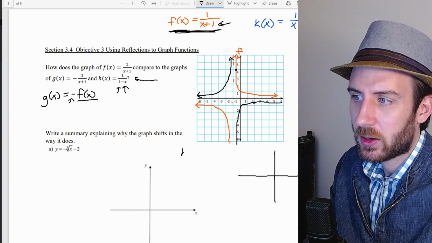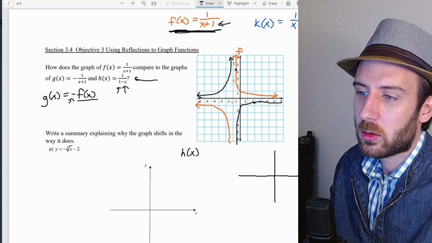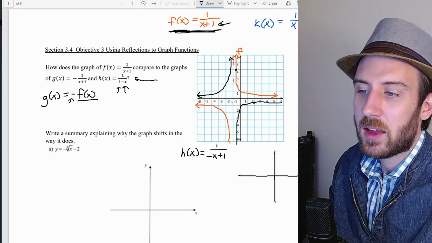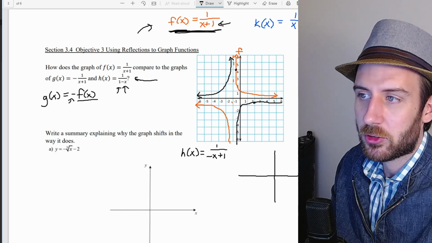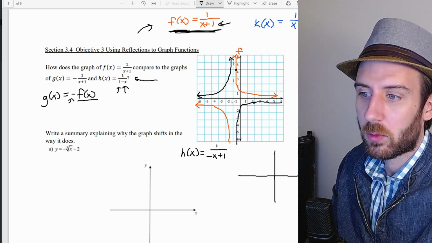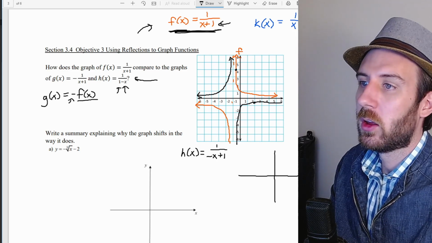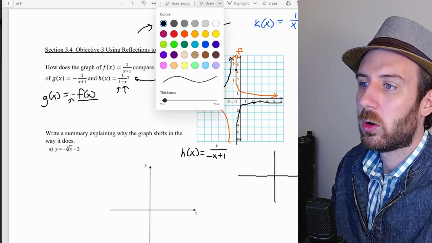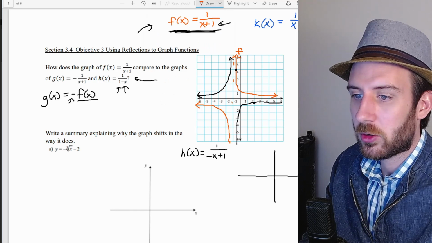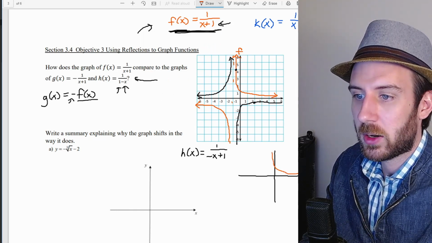I'm seeing that h of x could be rewritten as being 1 over negative x plus 1. And then that looks pretty close to my f of x starting point, where my f of x value is 1 over positive x plus 1. So let's think about what we're doing here. Let's take our orange graph, we'll copy it down over here. This is where I started, was this parent function.